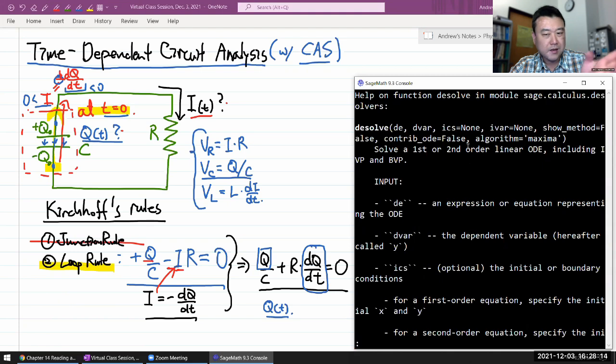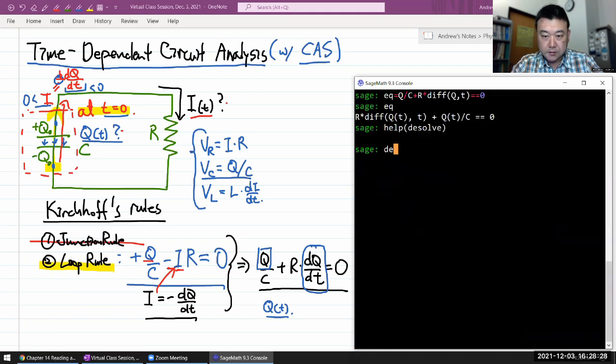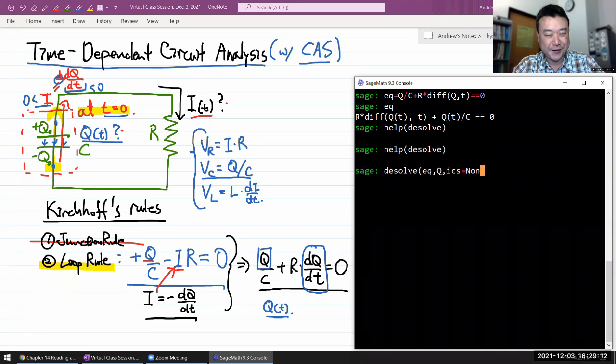Initial or boundary condition. Let me not specify them, although I could. Let me try it once without specifying it, and then I'll specify it. I bar, that's the independent variable, so I would call that t. Okay, so dsolve, the differential equation that's stored in EQ. My dependent variable is q, my initial conditions is equal to none, and my independent variable is t. Okay, let's see what it does.